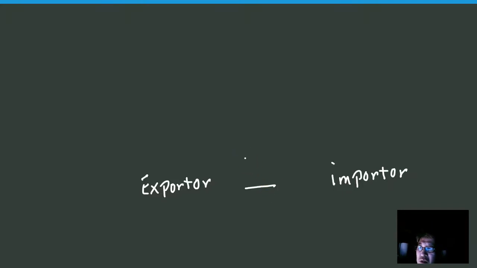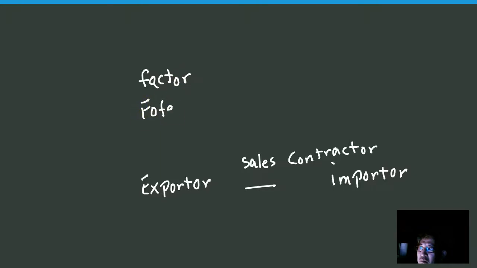Again. First, there might be a contract between export and import, right? Usually they have a sales contract. Then they will have a contract with the factor or forfeiter. Import also will have a contract with their bank. In this case, the bank is a guarantee bank.